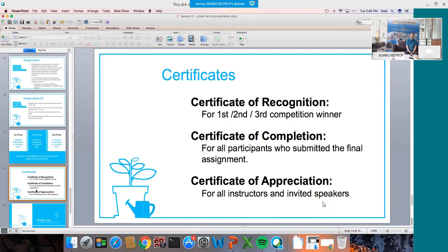And of course, we will also be recognizing our instructors and invited speakers. So we will be giving them certificates of appreciation. Should we also give something to the participants who participate in the sharing session part? Yes. Like I mentioned earlier, there would be sharing sessions for participants.